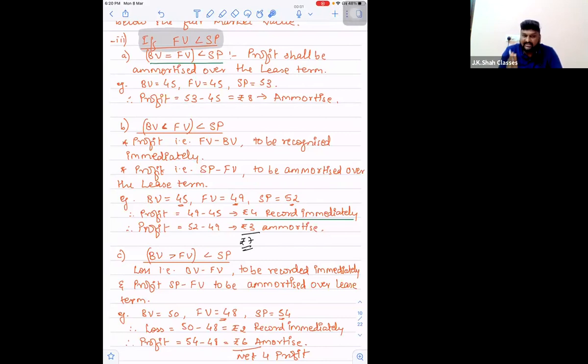But any profit that arises because fair value is less than the selling price, so the difference of selling price and fair value, should be amortized. So the first type of profit, 49 fair value minus 45 book value, 4 rupees, record immediately. And the second type of profit, that is the difference of selling price 52 and fair value 49, 3 rupees you have to amortize. So the total is 7 rupees. Total profit has to be 7 only, but out of 7, 4 to be recorded immediately and 3 to be amortized. This is the second situation.